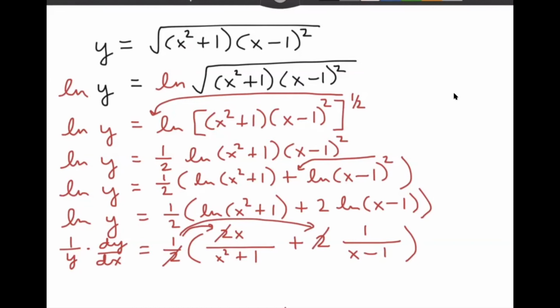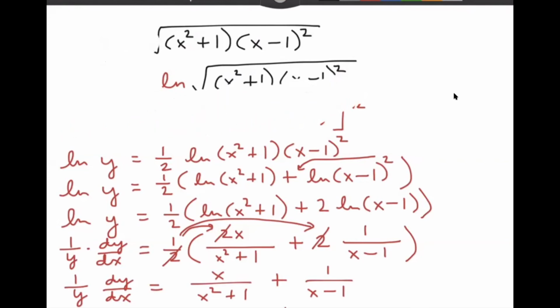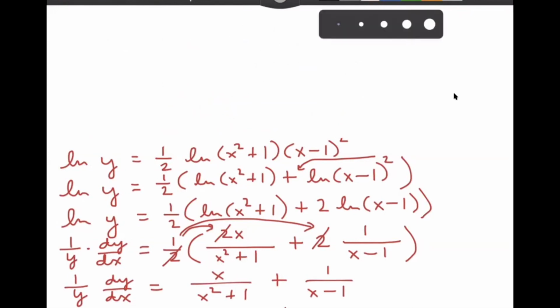All right. So now, kind of running out of room here, but we have 1/y dy/dx equals x over (x squared plus 1) plus 1/(x minus 1). So there's just one more little thing we need to do. Let me make some space up here. Sometimes I go to the next page, but I think it would be easier to just do it like this. I need to multiply both sides of that equation by y. Let's do it in blue, why not?